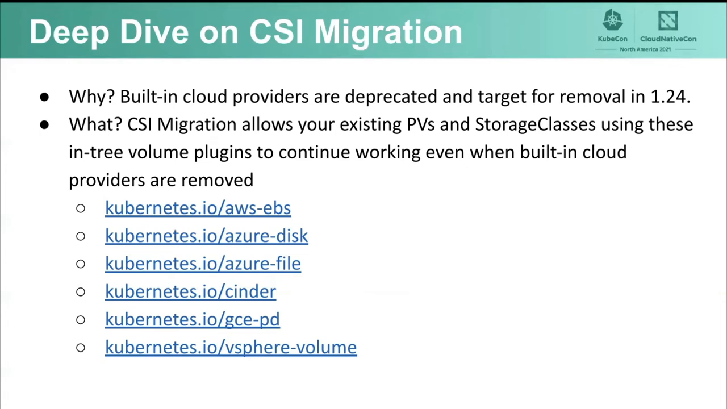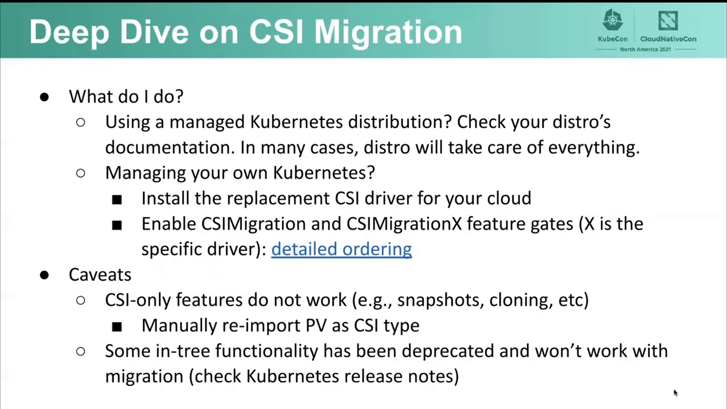So what we've come up with is the CSI migration project. Basically, it allows you to continue using any existing PVs and storage class objects that you have today that are referencing the legacy volume APIs, even when the cloud provider controllers are removed from the core of Kubernetes. How this works is underneath the covers, Kubernetes will actually translate the legacy API into the new CSI API, and it will redirect any volume operations that would have normally gone to the in-tree controllers to the equivalent CSI driver.